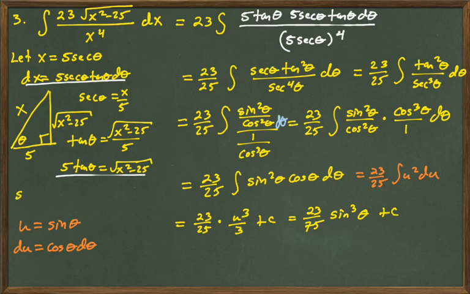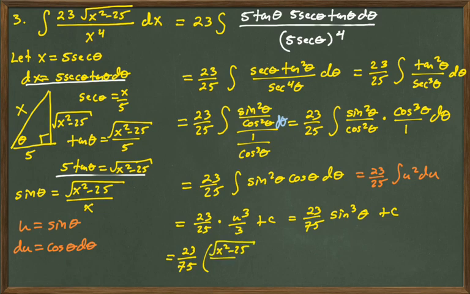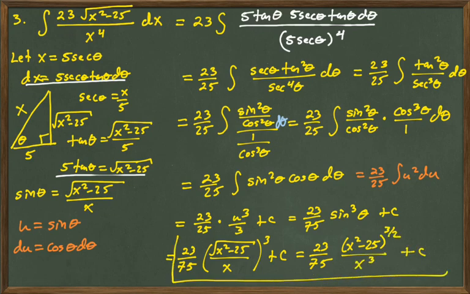We'll go over to our reference triangle and grab the sine. The sine of theta is equal to the opposite, square root of x squared minus 25, over the hypotenuse of x. So 23 over 75 times the square root of x squared minus 25 over x, cubed, plus c. So it's going to be 23 over 75, x squared minus 25 to the 3/2 power all over x cubed, and then plus constant of integration.